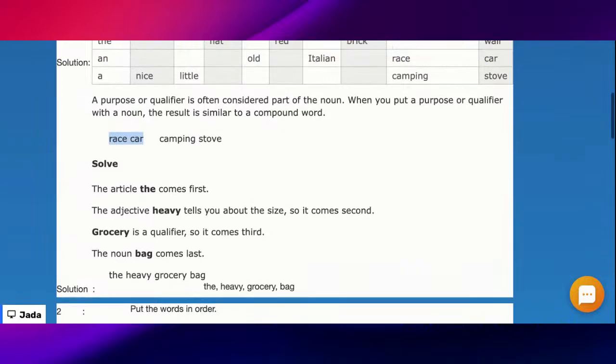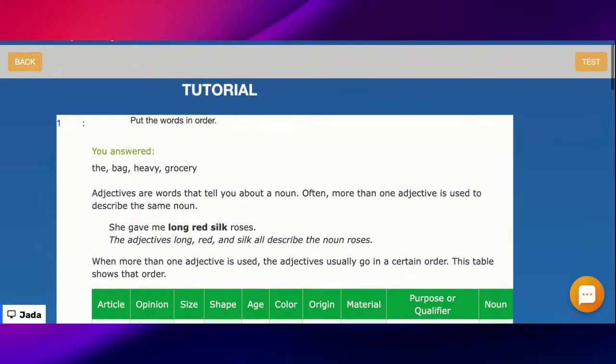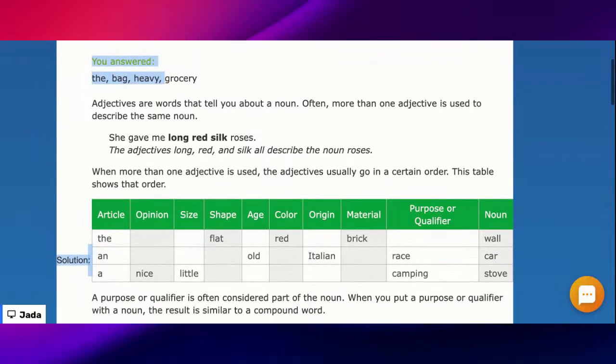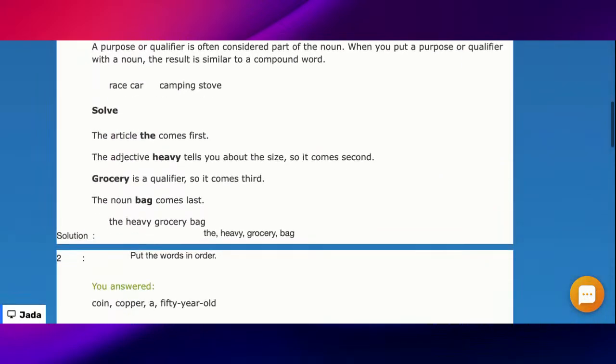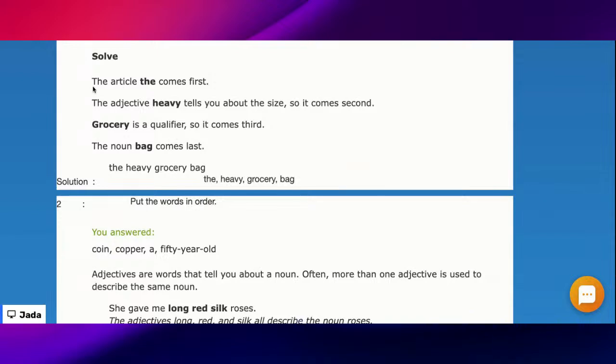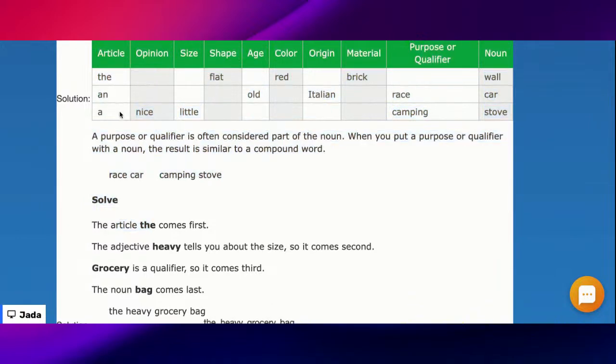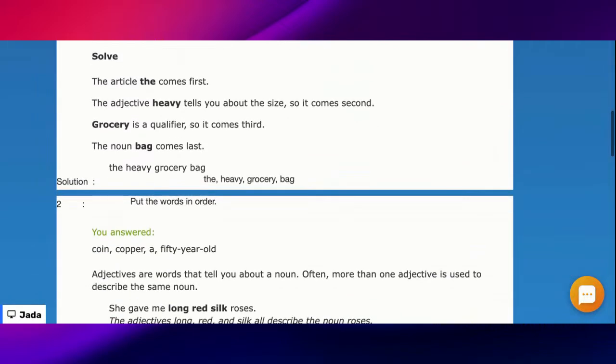Okay, so we have some examples here. In this particular test, you would have to put the words in order. So we have: the, bag, heavy, grocery. We have to arrange it. Of course, we know that the article will come first. The article comes first, then your opinion can come next, then the size, shape, and all of them will follow like this. That is the order.